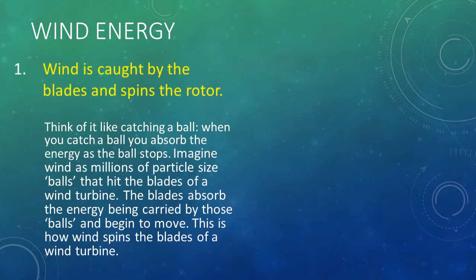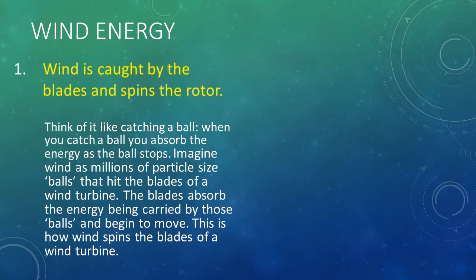So I want you to think of it on a bigger scale. Imagine wind as millions of particle-sized balls, and they hit the blades of a wind turbine. Now the blades absorb that energy, just like you would catching the ball. And the energy carried by those balls pushes the blade and it begins to move. This is how wind spins the blades of a wind turbine.